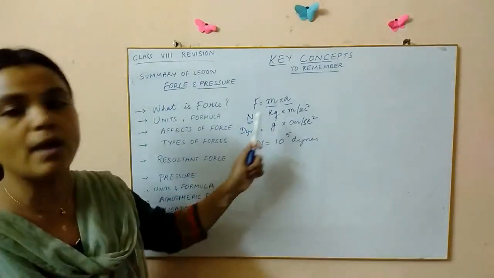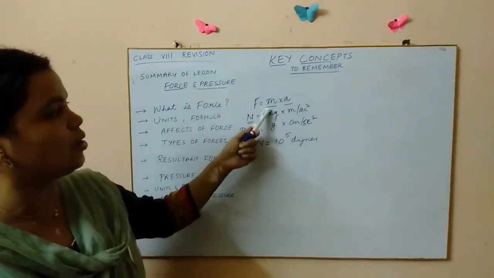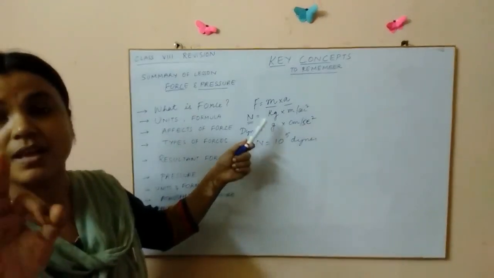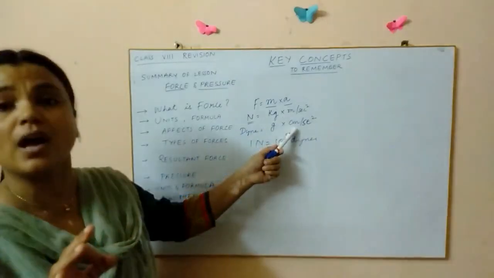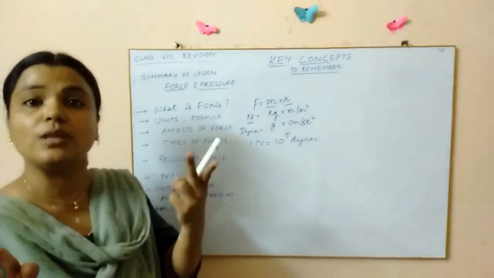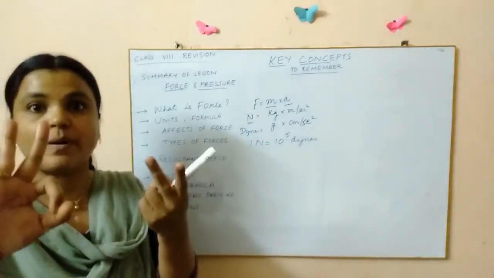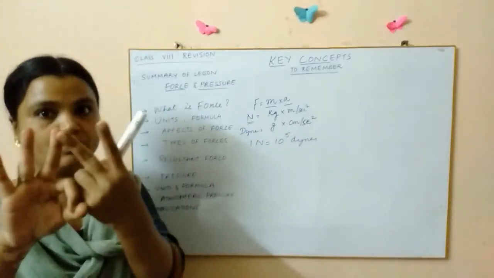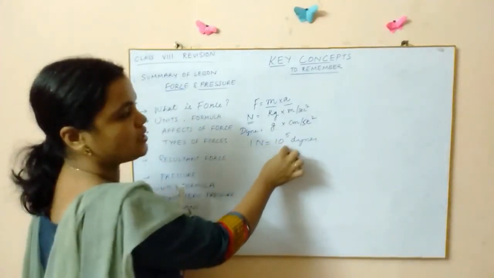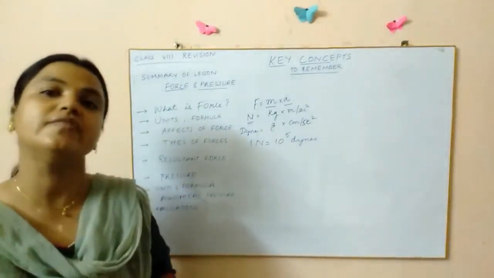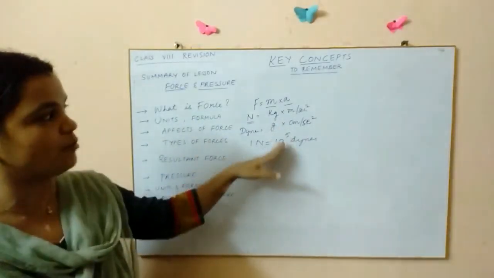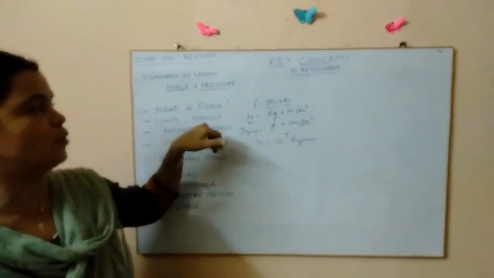How did this come? I already explained to you. 1 kilogram is equal to 1000 grams, that is 10 to the power of 3 grams. And 1 meter is equal to 100 centimeters, that is 10 to the power of 2. So 10 to the power of 3 and 10 to the power of 2, you multiply them, which means you add up the powers. You get 10 to the power of 5 dynes. That is about the formula and the units of force, children.